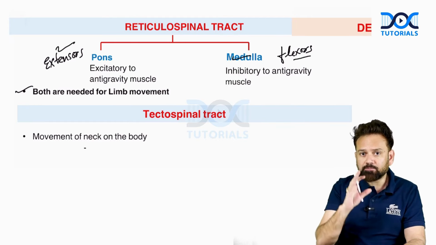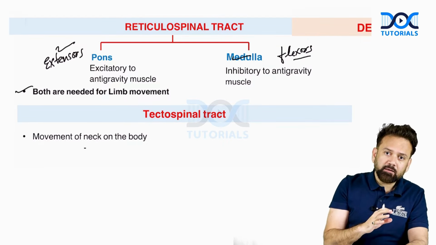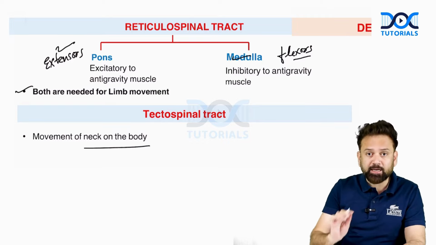Now, tectospinal tract. Suppose someone is playing cricket and a ball is coming. You will move your neck like that. So movement of the neck on the body will be tectospinal tract.